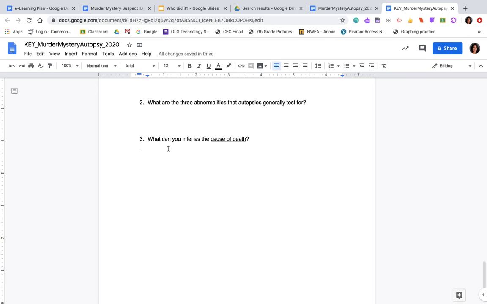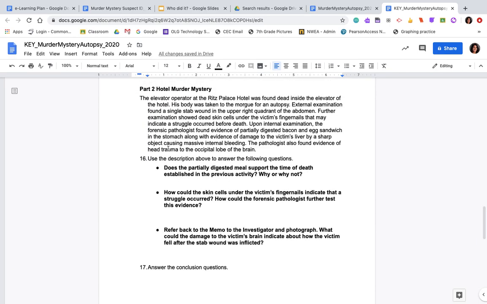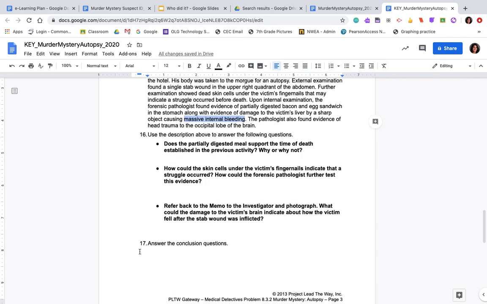Right away, you're going to think that the cause of death is a stab wound. But like we talked about, being stabbed doesn't mean that you die. Plenty of people get stabbed and they don't die. In Ralph's situation, the stab wound caused some things internally that caused him to die. So the cause of death was damage to the liver, internal bleeding, and head trauma to the occipital lobe. You could mention that the internal bleeding was caused from the stab wound, but you don't need to. You could just say that cause of death was internal bleeding by the liver and head trauma to the occipital lobe. If you have other questions on the autopsy, please feel free to email me.